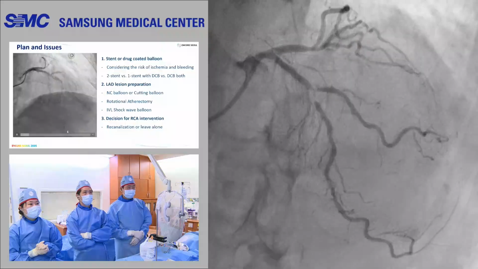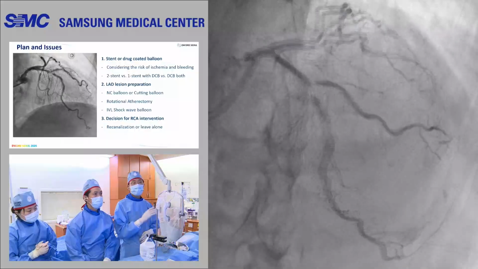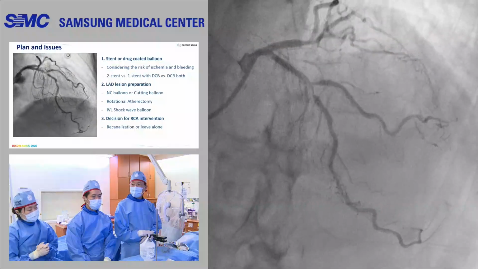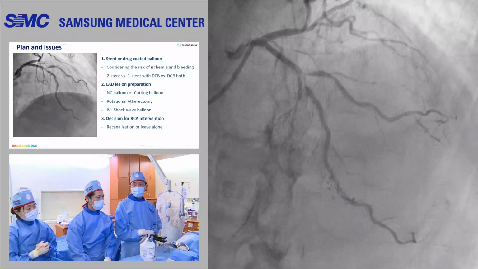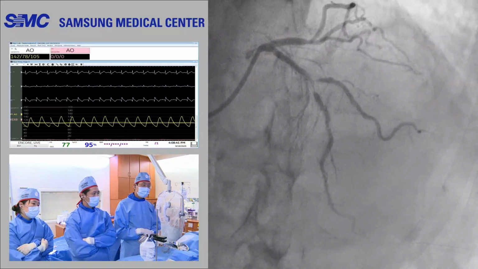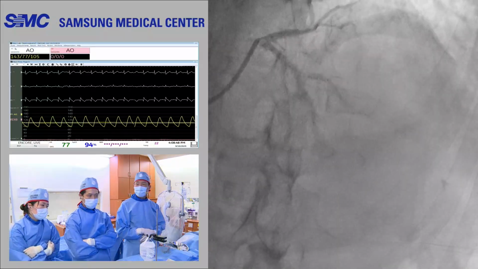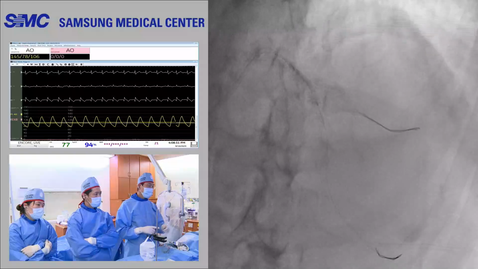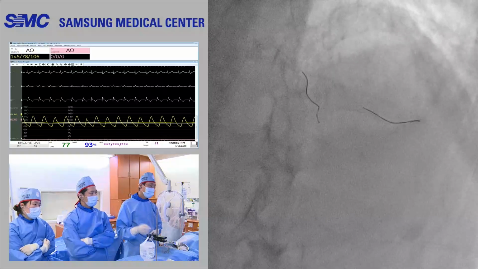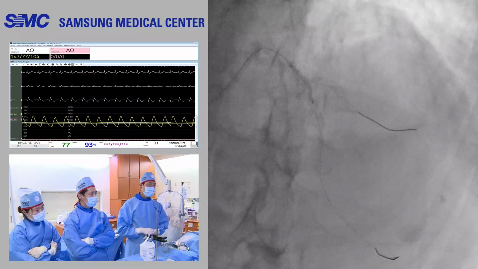Okay, go ahead with your procedure. Okay, so in my mind, the lesion preparation is very important. I try to use the Wolverine cutting balloon to prepare the lesion. I'm not sure we can finish without a stent or not, but for crossing the Wolverine cutting balloon, we dilated the lesion with a 2.0 balloon. Next slide. Even during wiring, we didn't use any contrast. Next. I dilated with the 2.0 balloon at 12 atmospheres in the LAD.